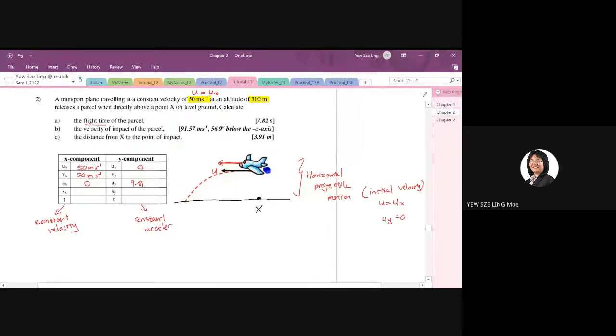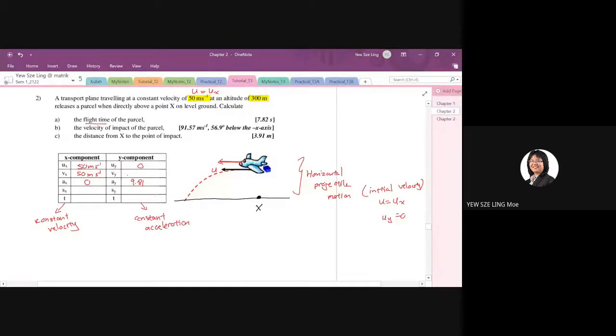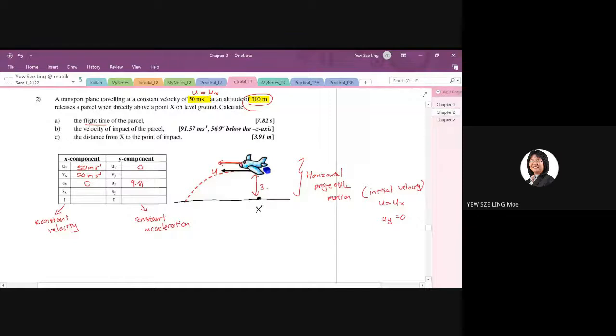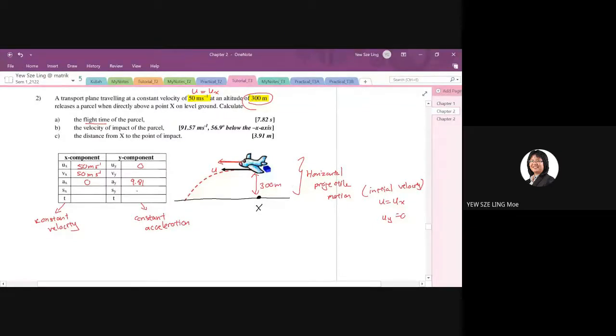Okay, constant acceleration. And then vy, well, we don't have the value. And then sx, do we have sx? No, I don't think so. And then do we have vy? Yes, because it tells us the flight is located at 300 meter above the ground.